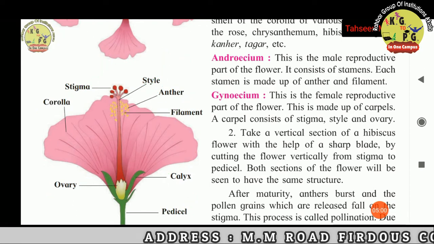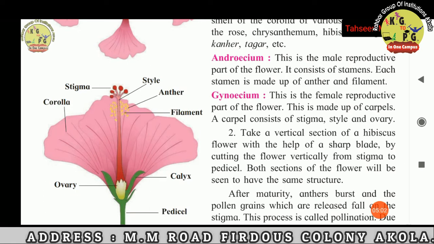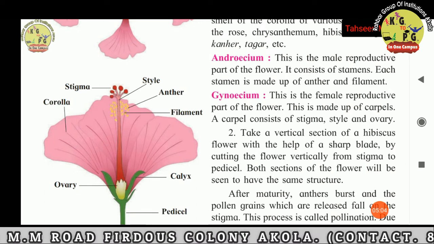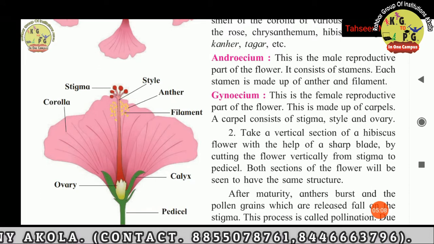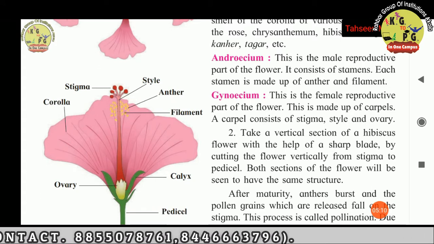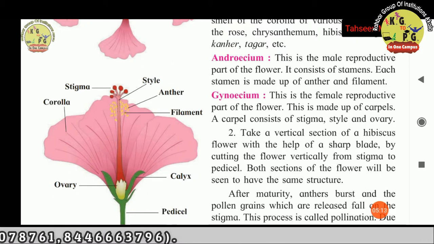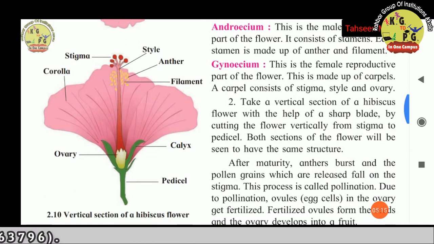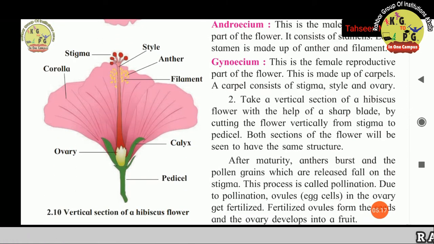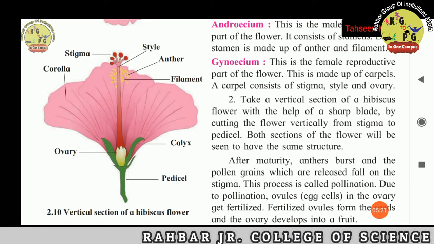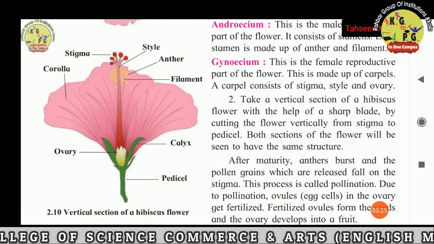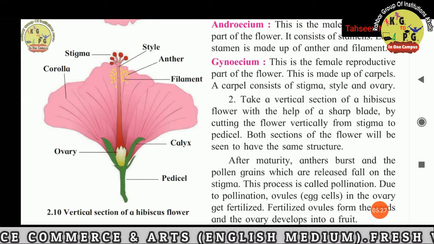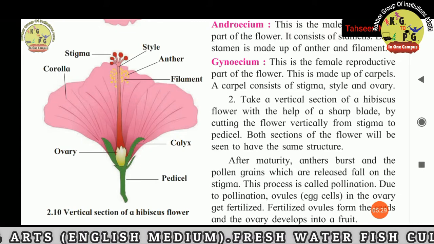Next, gynoecium. This is the female reproductive part of the flower. This is made up of carpels. A carpel consists of stigma, style and ovary. Now the second point: take a vertical section of a hibiscus flower with the help of a sharp blade. By cutting the flower vertically from stigma to the pedicel, both sections of the flower will be seen to have the same structure.